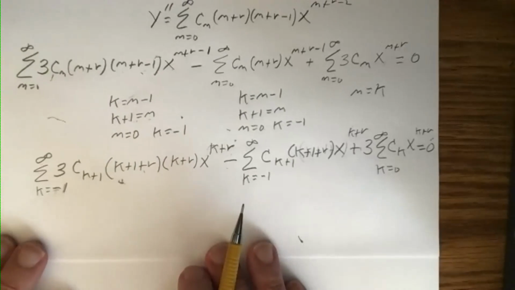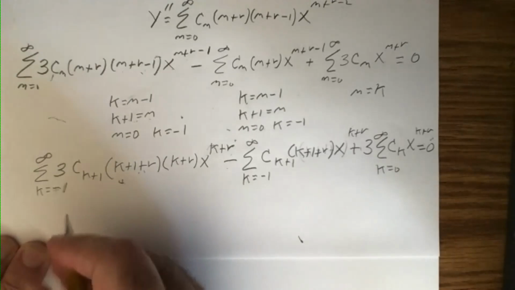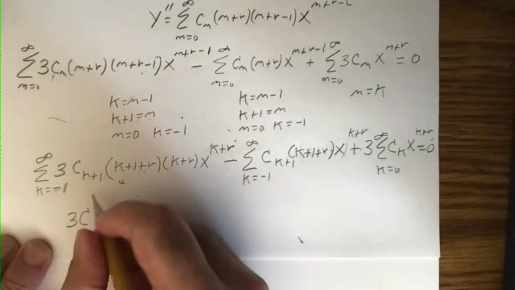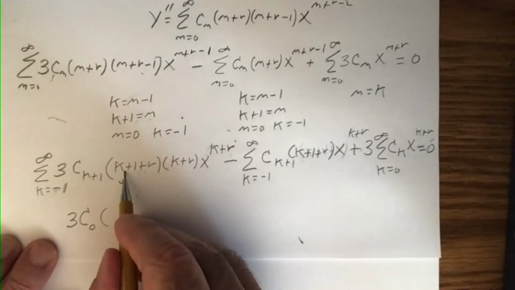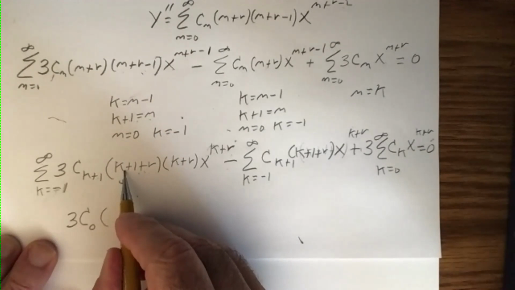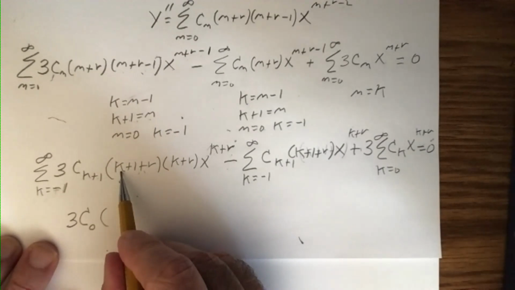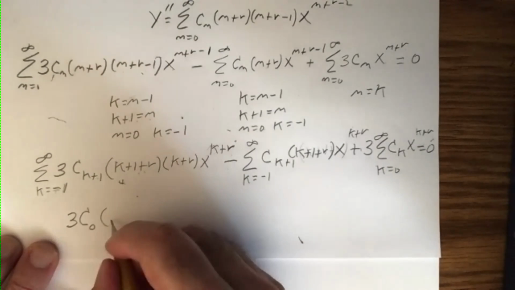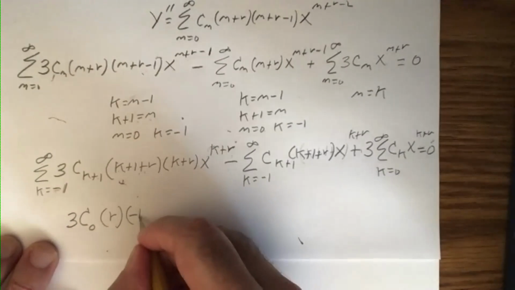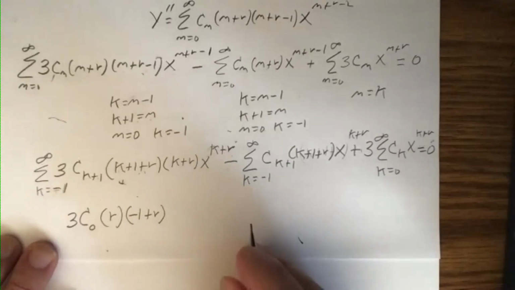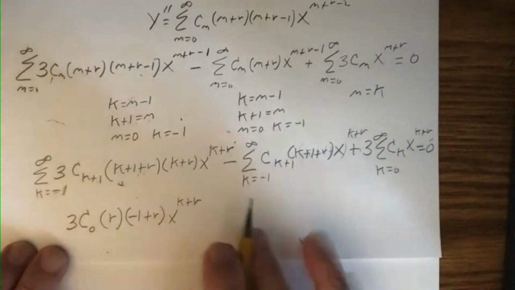So the next thing I'm going to do is write out the first term here. When I write out the first term, I get 3, and then this is going to be 0, right? Because I'm putting a -1 in here. This is just going to be R here, right? When I put a -1 here, this is R. And then this is going to be -1 plus R, and then this is X to the K plus R, right? So I just expanded out the first term.